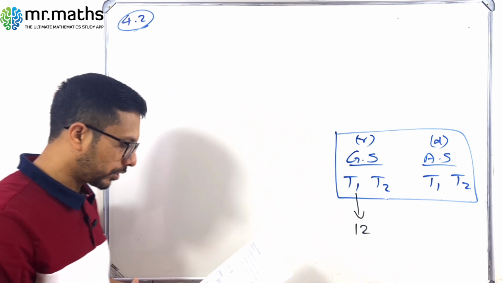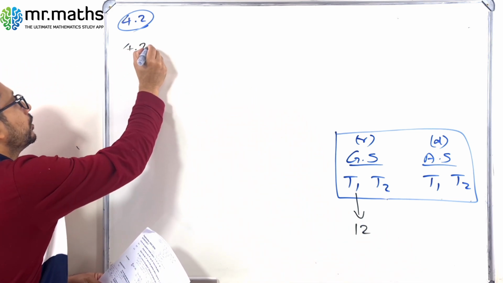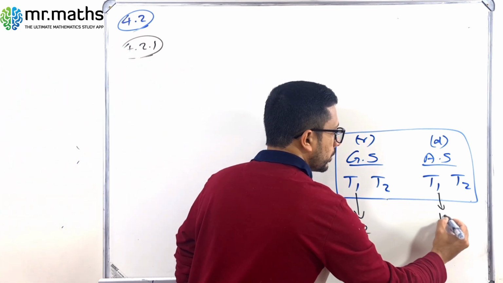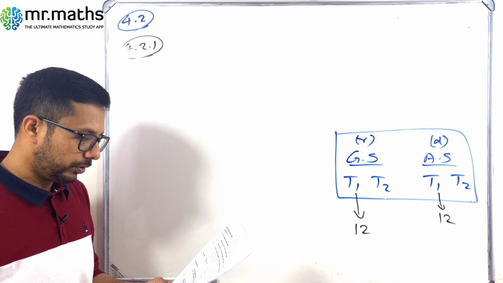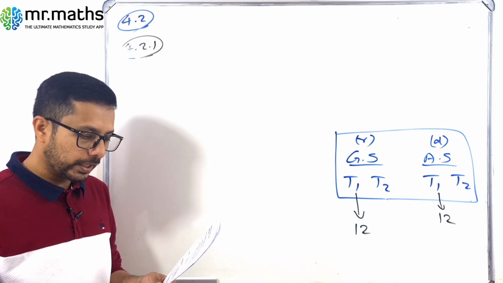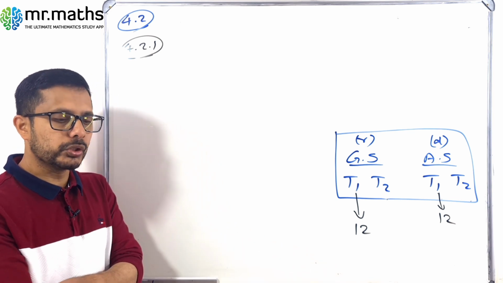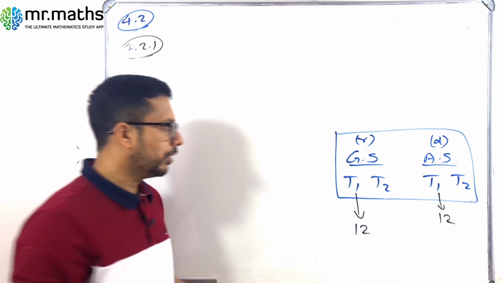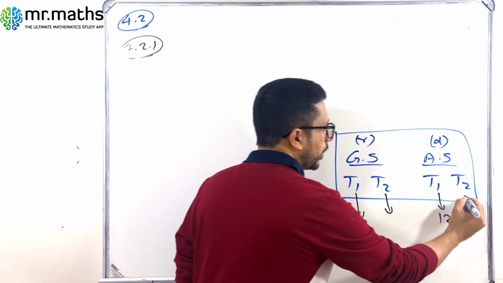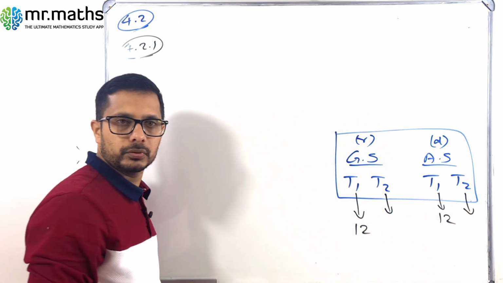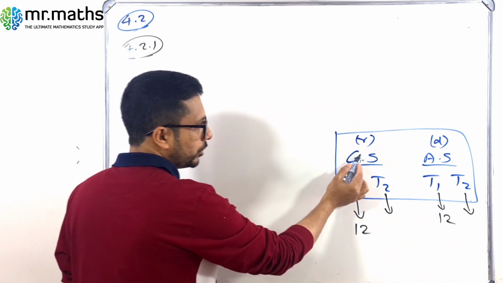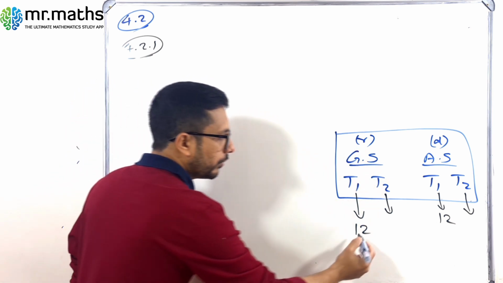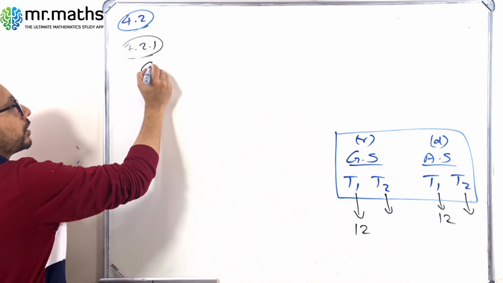So now what is the first question? 4.2.1. Here also the first term is 12. Now write down the second and third term of each sequence in terms of D and R. So you have to write what is the second term here also. You understand? Since this one is a geometric sequence and the common ratio is R, how can I find the second term?